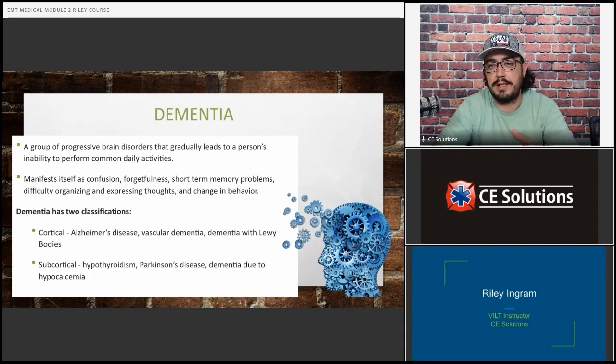We've got two different classifications for dementia. Okay, you've got cortical and subcortical. Your cortical is Alzheimer's, vascular dementia, and dementia with Lewy body. And I'm pretty sure Robin Williams had Lewy body dementia. I think he was in the early stages of Lewy body dementia, and that was one of the main contributing factors of his depression and suicide. And then subcortical: hypothyroidism, Parkinson's disease, and dementia due to hypocalcemia.